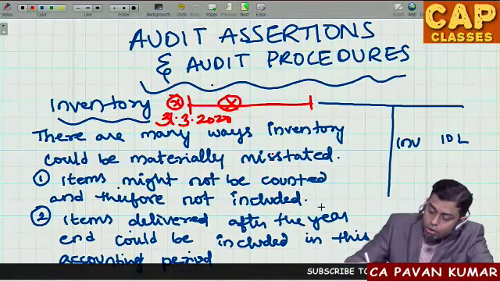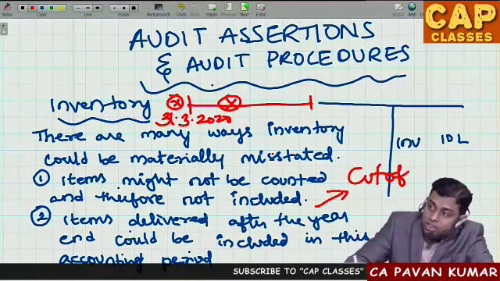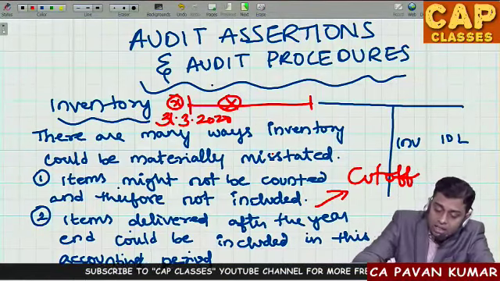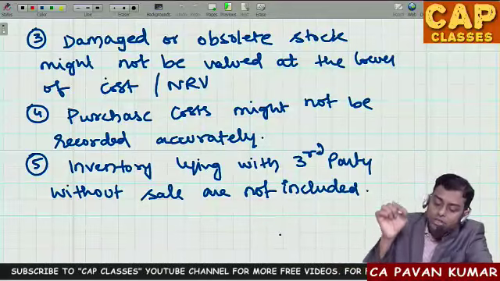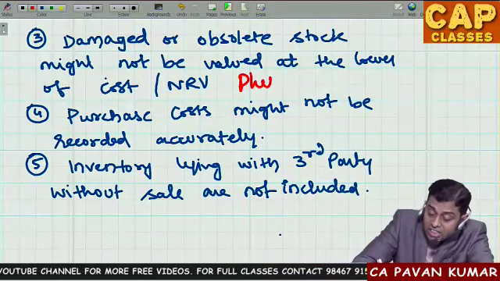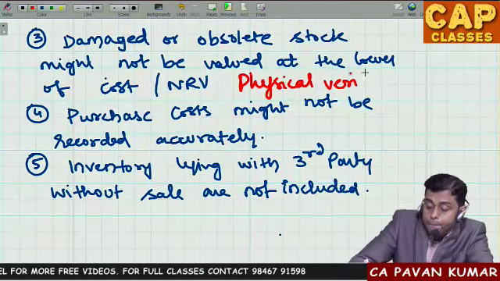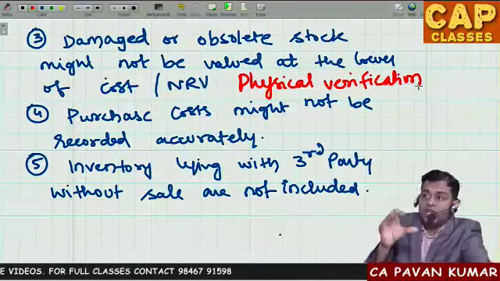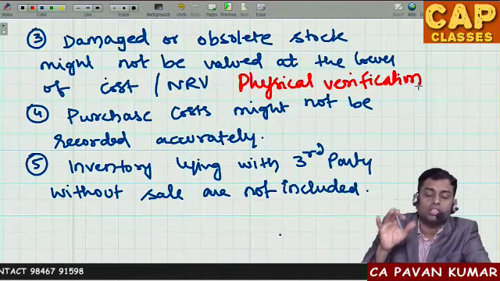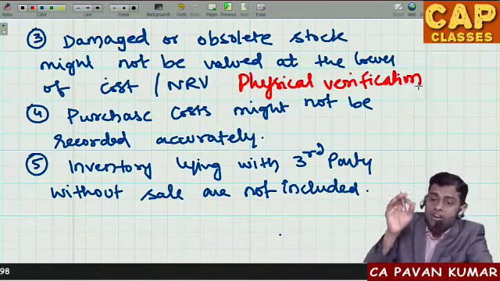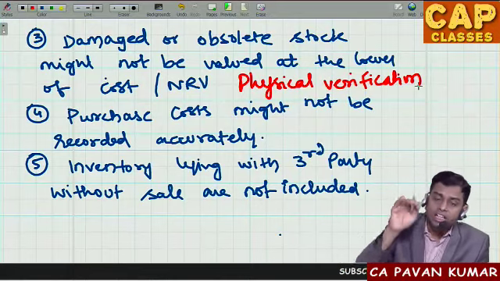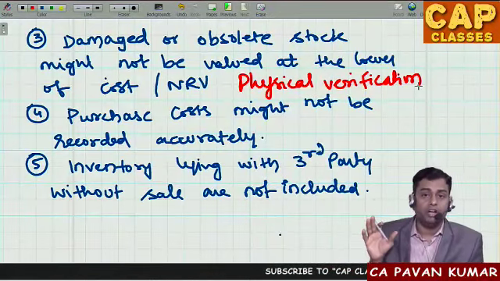So here we need to apply cutoff procedures. Then the third one is damaged or obsolete stock might not be valued at the lower of cost or NRV. Here physical verification helps. When you physically verify, you can see, oh, this is damaged stock, this is non-moving stock, this is slow-moving stock. So a provision should be created or inventory value should be written down to cost or NRV, whichever is lower. Calculation of net realizable value, all these things will come into the picture.